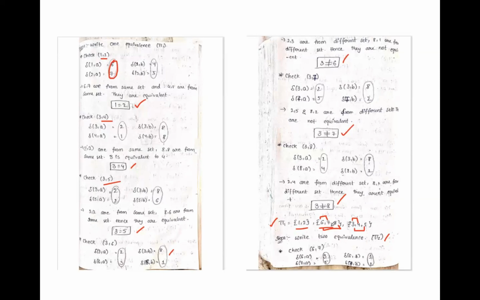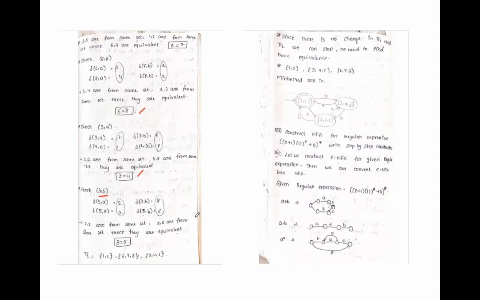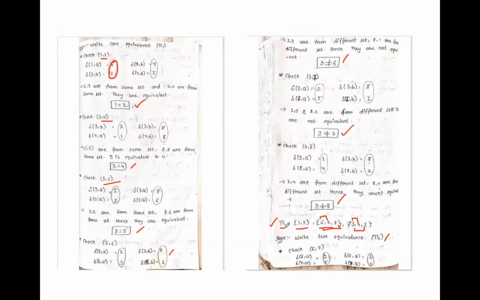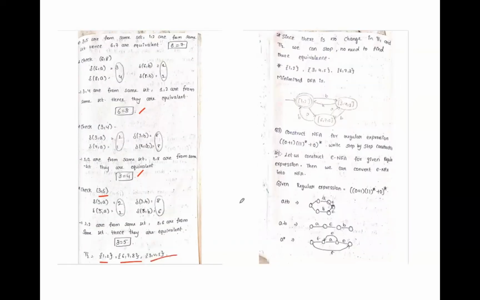All the combinations. So we can write pi 2 as 1 comma 2. So as all of them are equivalent, the states remain as it is. No need to place them in separate set, just like how we did before in case of one equivalence. Now you can observe this pi 2 is equivalent to pi 1. So there is no change in states. So we can stop the process here, and these are the states.